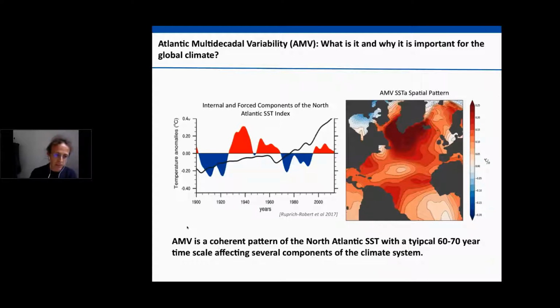The Atlantic Multidecadal Variability is a pattern of the North Atlantic sea surface temperature. It's a pattern of low-frequency variability. It has a typical time scale of around 60 to 70 years, so it's a multidecadal variability mode. And the reason why it is so relevant for us, first of all, is that it is one of the few examples that we know of a well-defined multidecadal pattern.